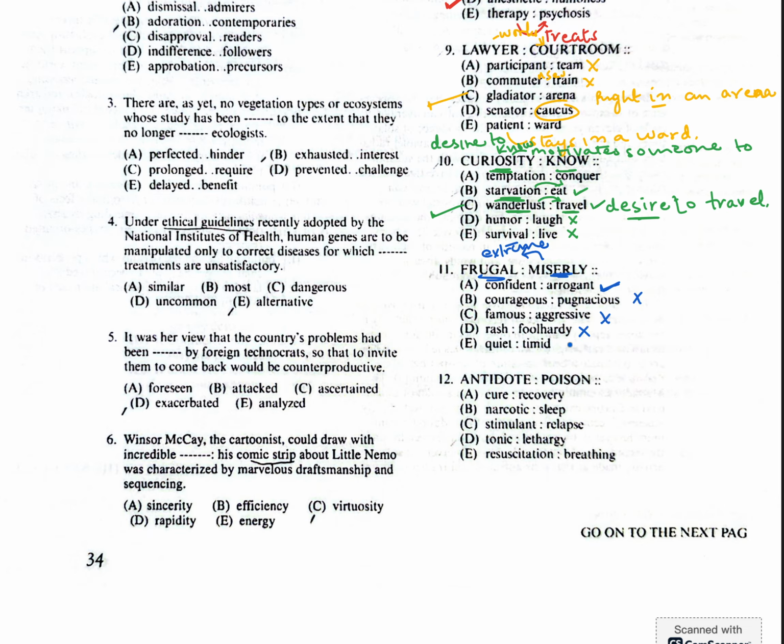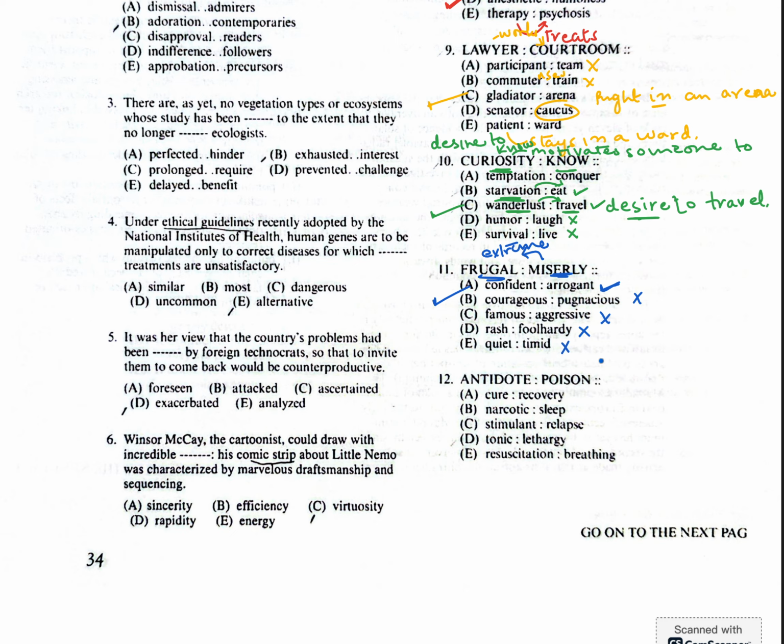Quiet and timid, not necessarily. Okay, the very first one you can find out can be, in fact, is the answer of all these 5 options. Frugal, miserly, and confident, arrogant both have the same relation, so A is the answer.